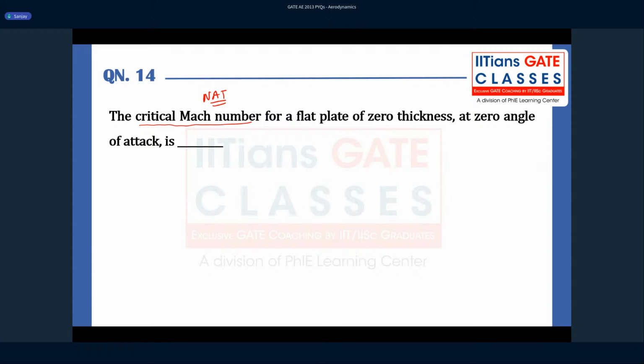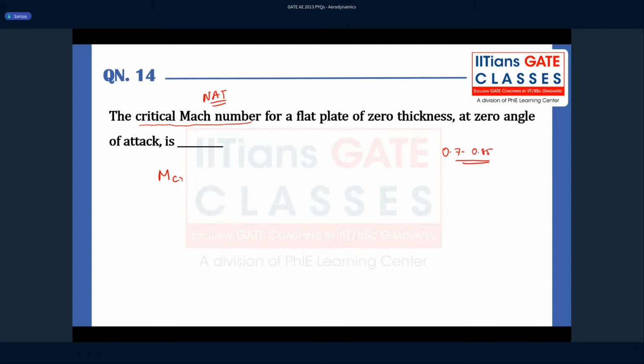So the critical Mach number in this case would be 1. Let's try to understand what this concept of critical Mach number is and why in this case it is 1. In general, the critical Mach number for a subsonic airfoil is usually around 0.7 to 0.85. The conventional civil aircraft usually fly in this regime of Mach number, due to the effects of critical Mach number. Let's see what this critical Mach number is.